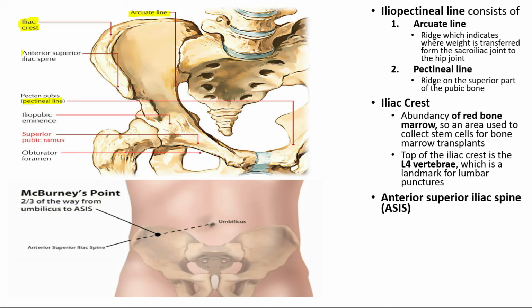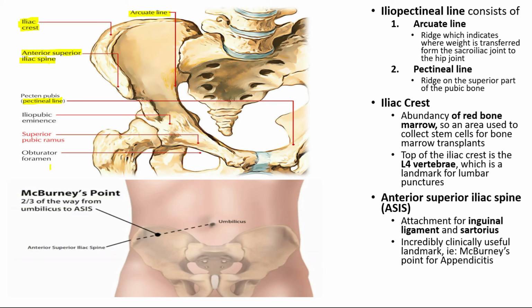The next structure we're going to be talking about is the anterior superior iliac spine, or ASIS, and this is the attachment for the inguinal ligament and sartorius. And this is an incredibly useful landmark clinically because, for instance, when people are doing physical exams to diagnose appendicitis, McBurney's point is 2/3 of the way from the umbilicus to the ASIS.